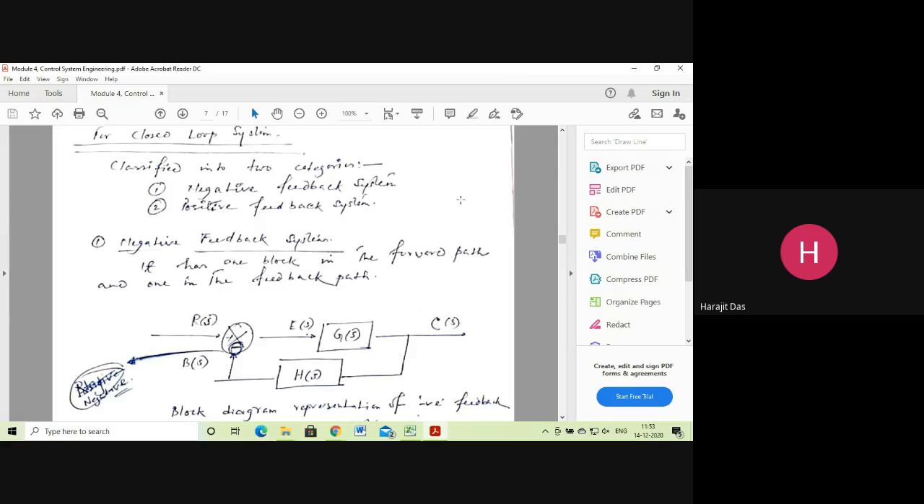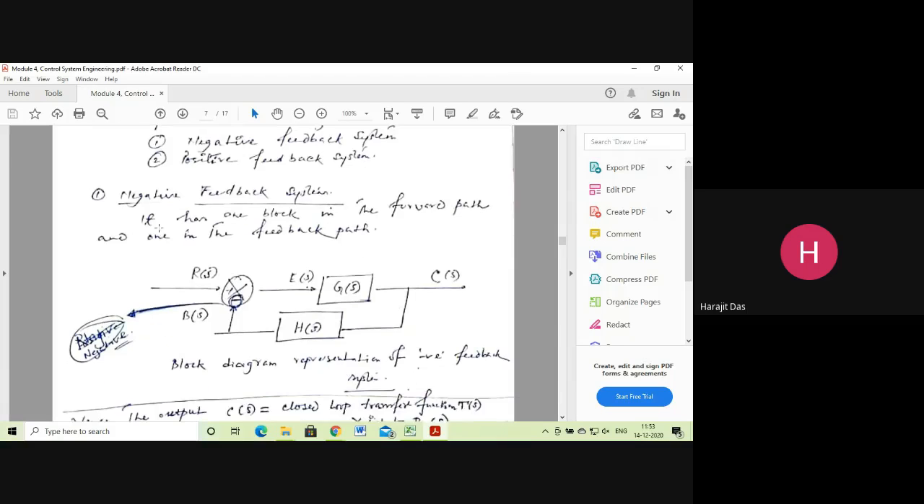So minus 5 will be subtracted and it will be a negative feedback signal. Understood? So here the first one is a negative feedback signal. So it has one block. So let's say this is the forward path gain. G of S is the forward path gain.